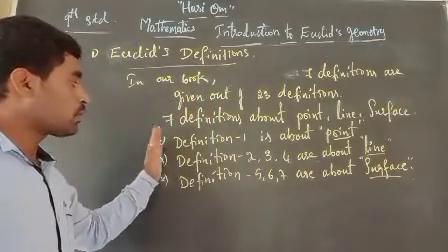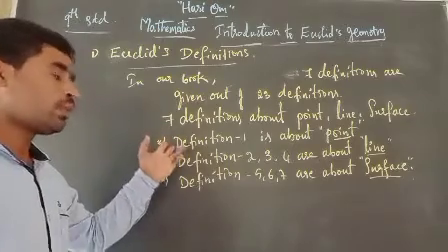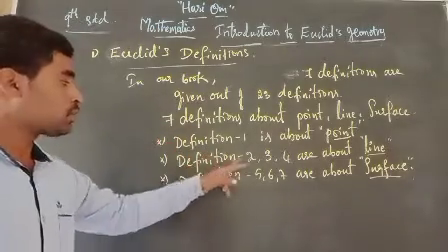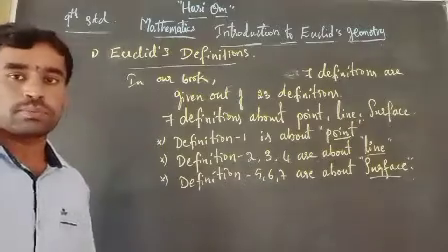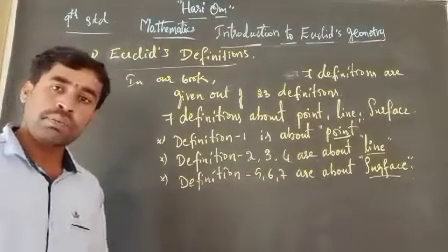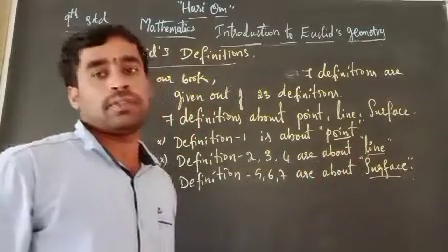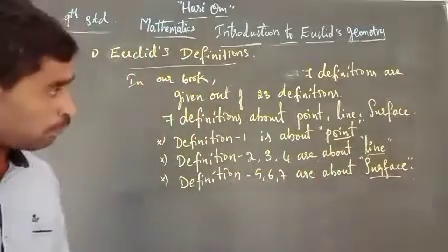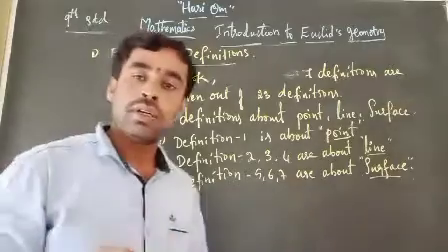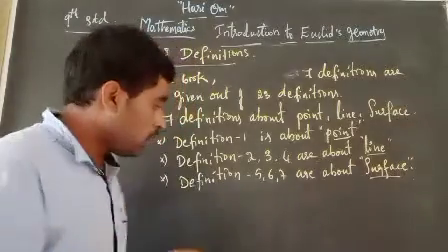Now we are going to discuss one by one. First we are going to do definition 1, then definitions 2, 3, 4. Before going to the definitions, first we need to know the meaning of point, line and surface. So you know about a point.